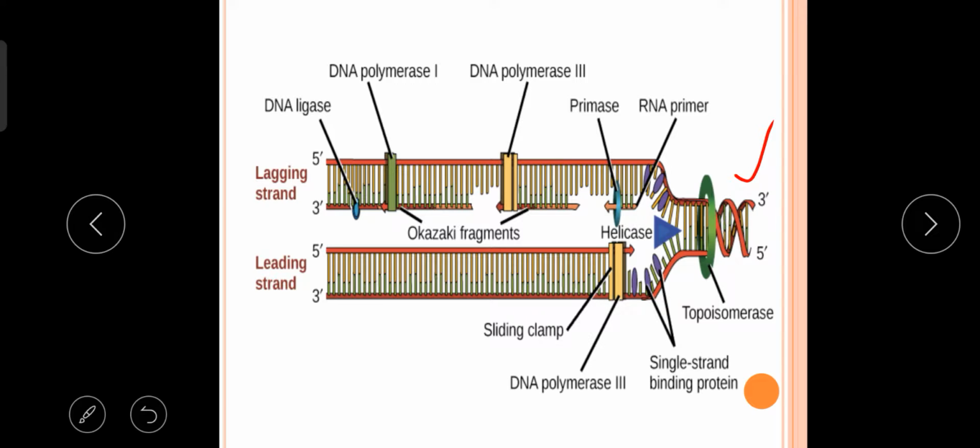If you have any doubt, you can ask me. In this process, you just have to remember the functions of the different enzymes, and the very important points: what is the leading strand, what is the lagging strand, and what is the Okazaki fragment. So remember all these things.